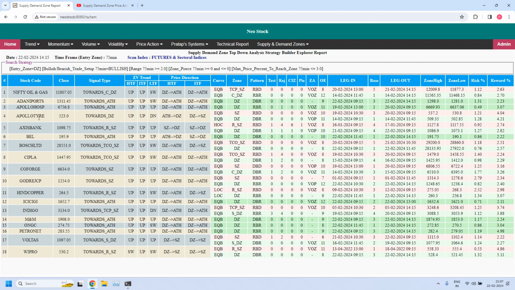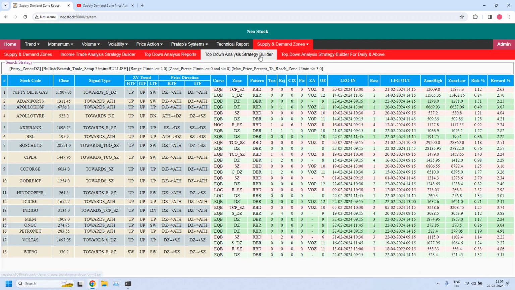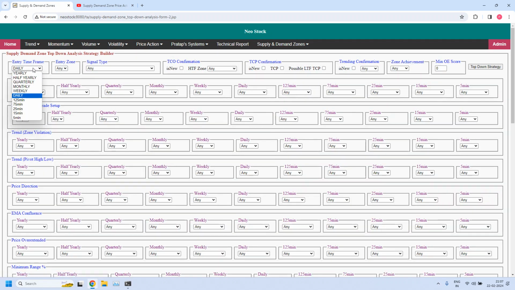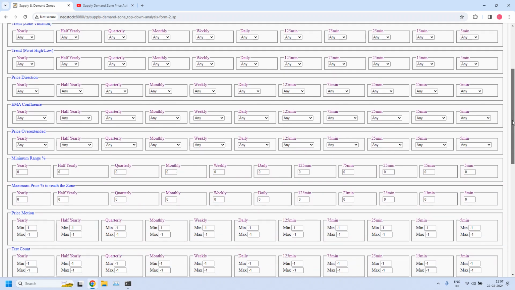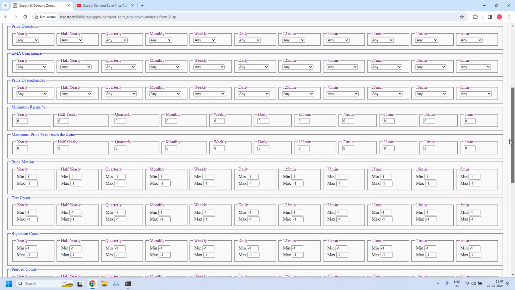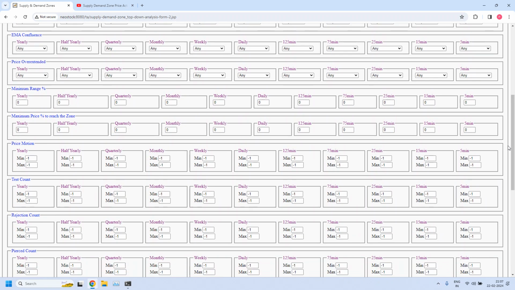Okay, this is about the bullish trade setup for weekly income trade, and the last report, the bearish trade setup for weekly income trade. So the entry time frame is 75 minutes, that is the LTF time frame. Now the entry zone should be supply zone. In the bullish or bearish trade setup at 75 minutes, the value should be bearish. Because we don't want pierced zones, we don't trade them. I'm setting the pierced count for 75 minutes to 0.